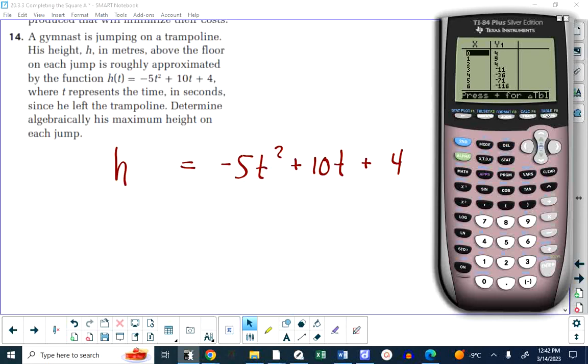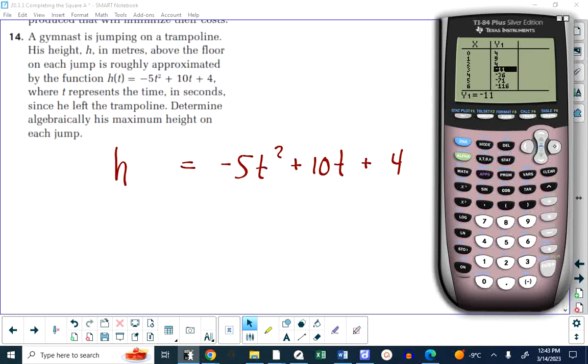And as soon as I see here that sometime after 2 seconds the height is negative, what that means is the function is no longer valid. The trampolinist has gone above the tramp and come down and landed on the trampoline sometime after 2 seconds. So what that tells me is the maximum is occurring somewhere between 0 and 2 seconds, roughly. So I'll keep that in mind, okay? I'm going to go 0 to 3 seconds in my window setting.